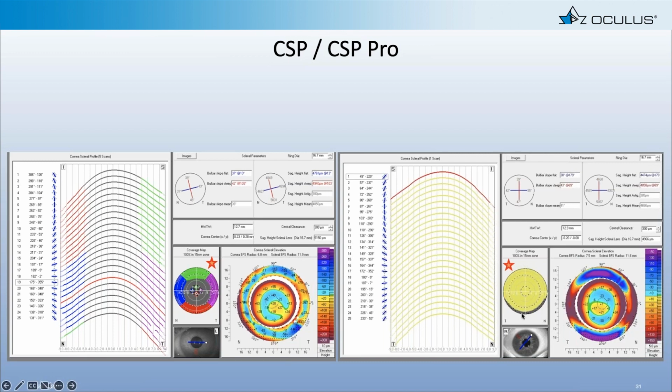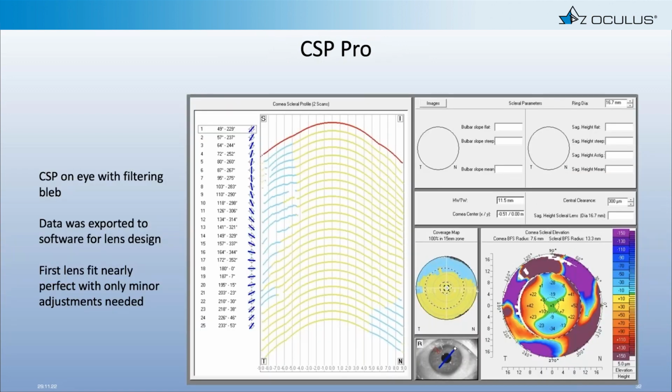We don't have this very bottom sliver. If we wanted that, I could go back and take a second scan and try to capture more of that inferior data and stitch it to this one. But in this case, I was fine going on without that data. It just wasn't that important. So again, the CSP Pro is the newer version of the CSP, which extends the range.